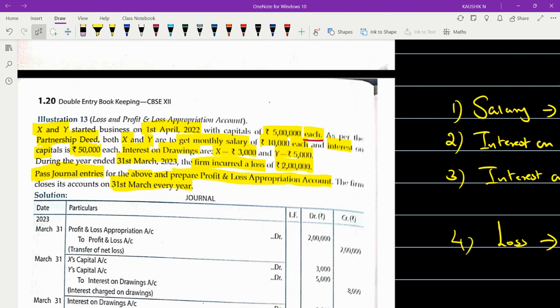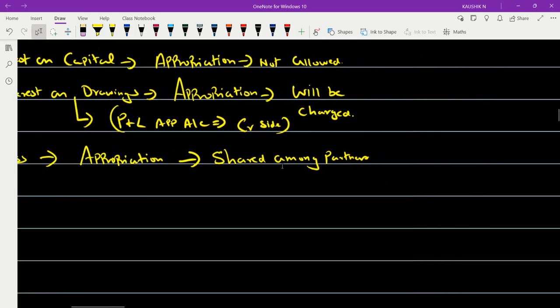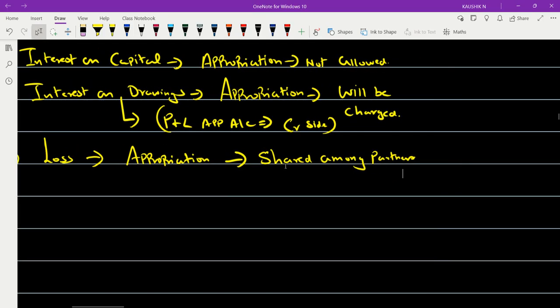Is there anything like profit sharing ratio in the question? No. So the deed is available, but regarding the profit sharing ratio, nothing is specified. Then what needs to be done regarding the share of loss? Very good. Since you have a partnership deed, but it remains silent regarding the share of losses, it should be distributed equally. So it is shared among the partners equally.